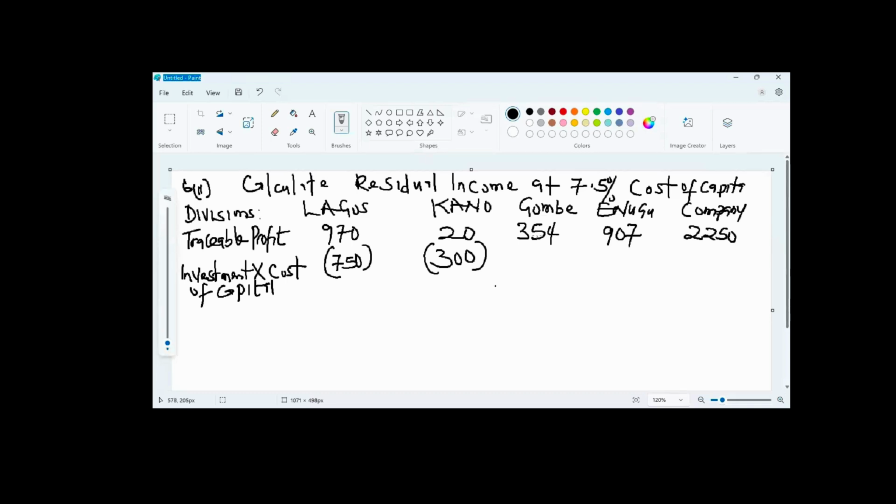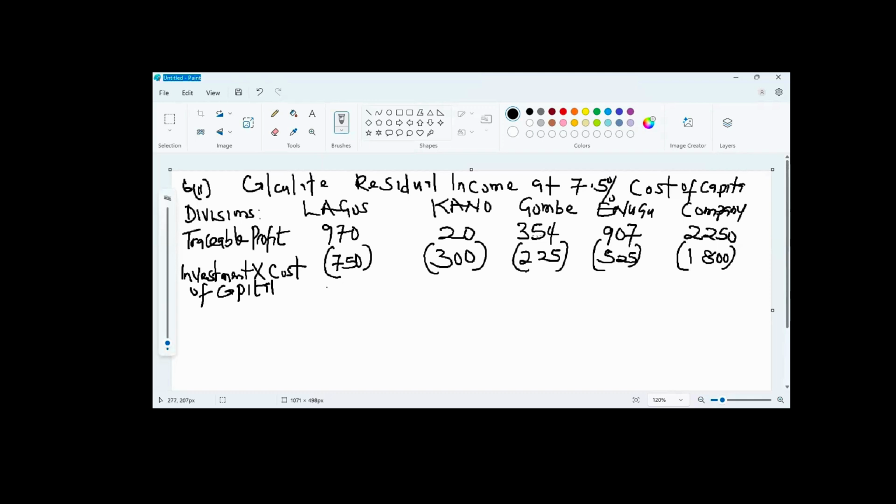7.5% multiplied by investment in Gombe: 225. Then 7.5% multiplied by investment in Enugu: 525. Now 7.5% multiplied by total investment. Total investment is 24,000. 7.5% multiplied by 24,000 is 1/8, that is 1,800.